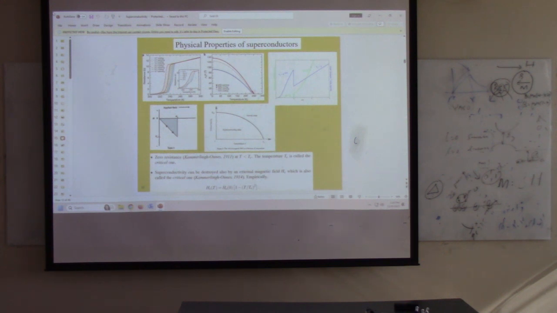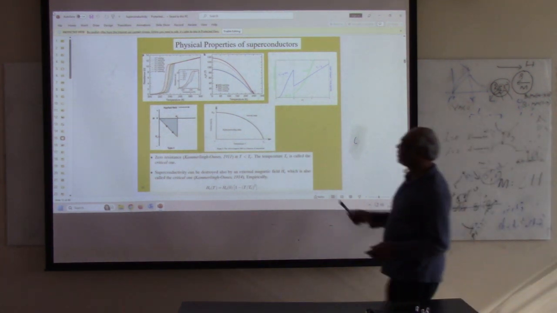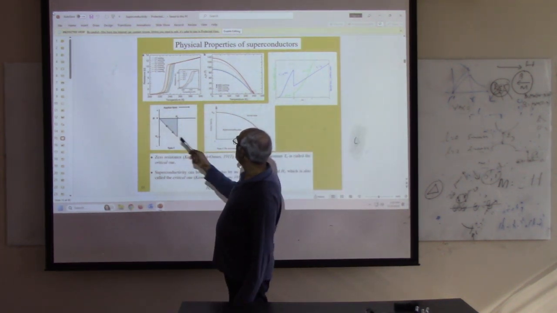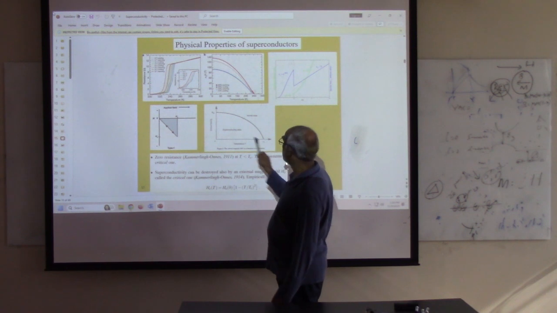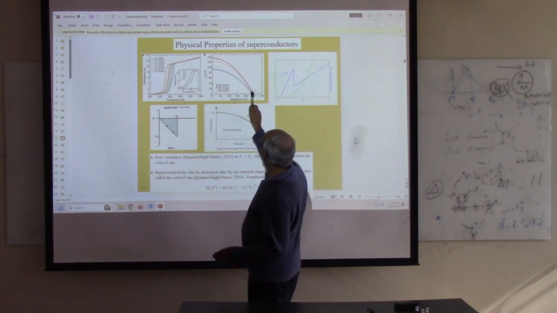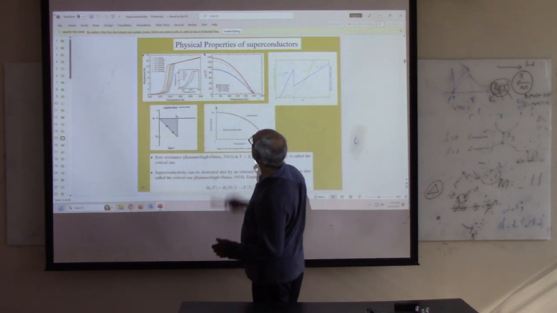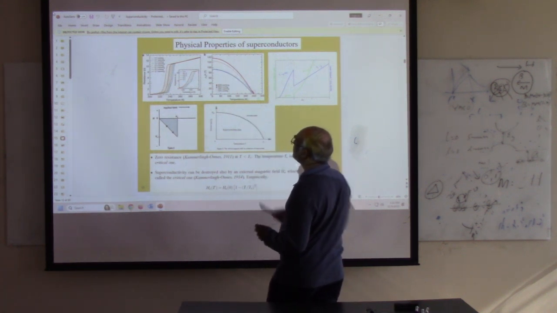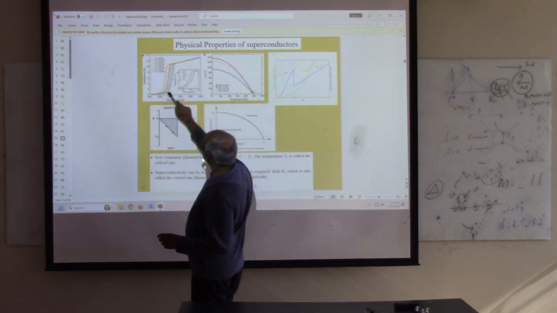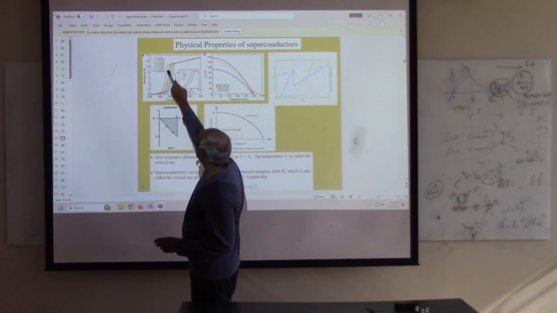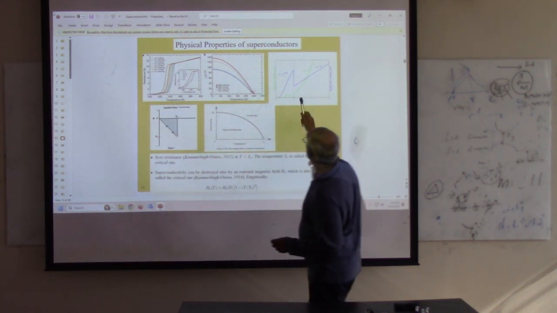Then they found these interesting properties of the superconductors. We discussed this one, right? Magnetization. Then you have your critical temperature and critical fields. Then this is the same thing for different temperatures. So resistance goes to 0. You can see it's not perfectly going to 0, right? There is some fluctuation.